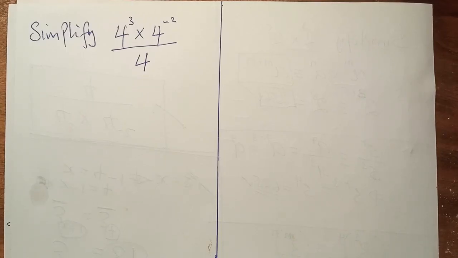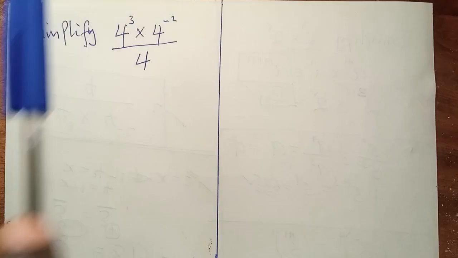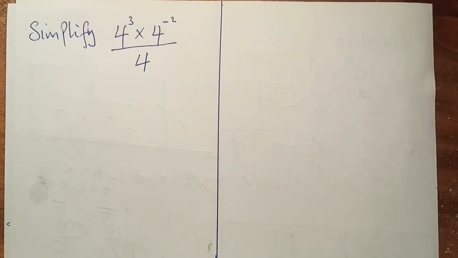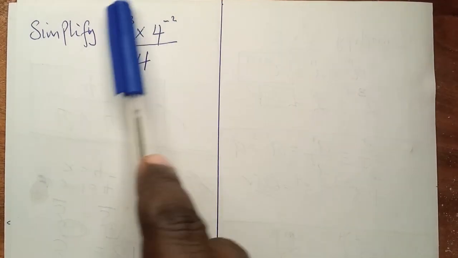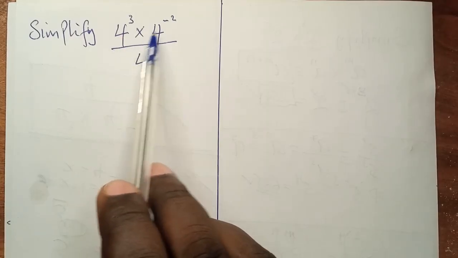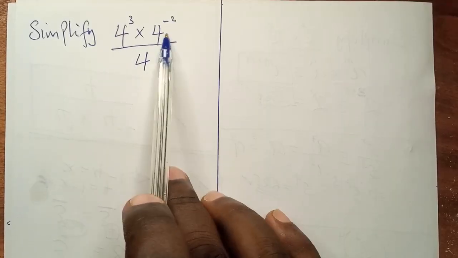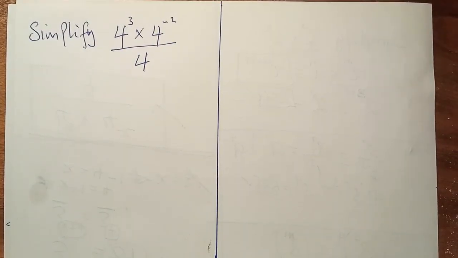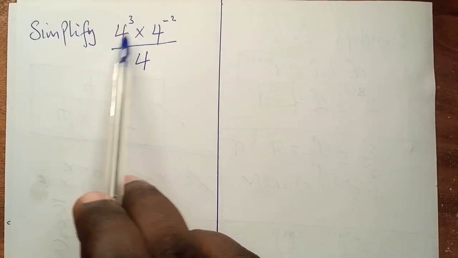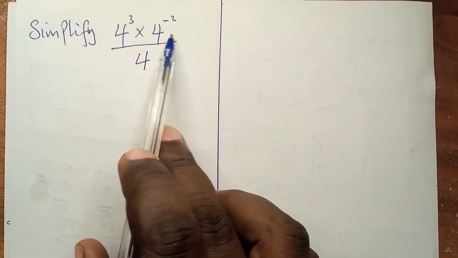In fact, this is the expression that we should simplify: 4 to the power 3 times 4 to the power minus 2, divided by 4. If you look at this expression using the law of indices, it may look large or cumbersome, but it is very easy. We have 4 times 4 having the same base but different powers. The law of indices states that when you are multiplying two similar bases with different powers, you simply take one of the base and add their powers.